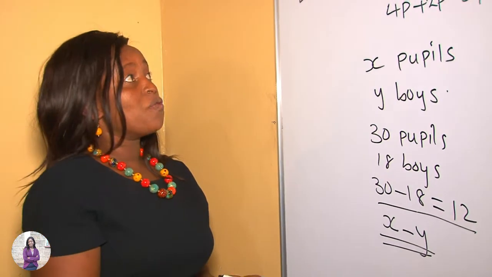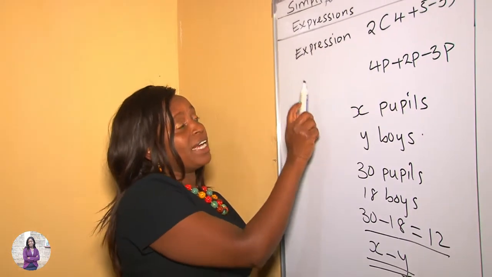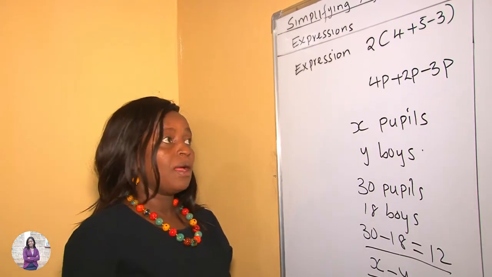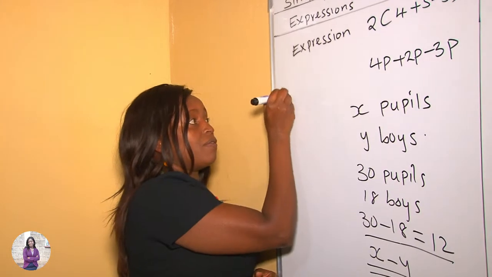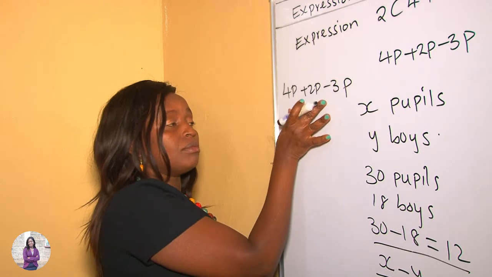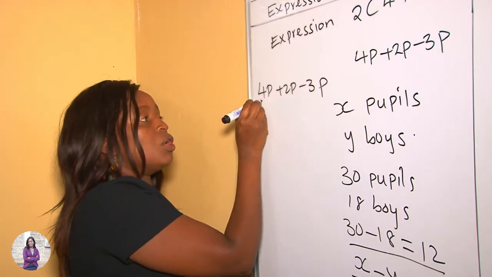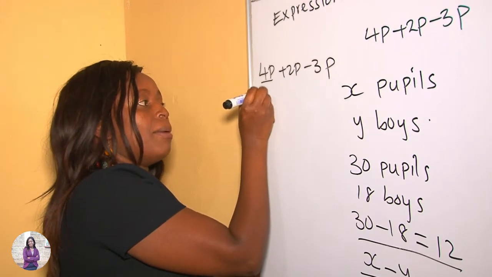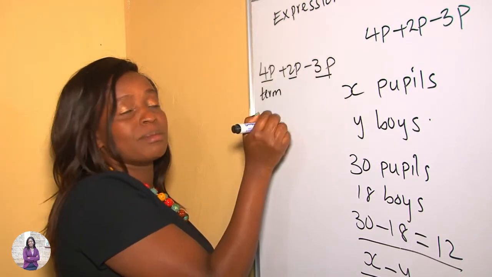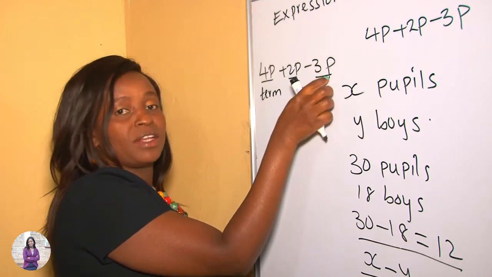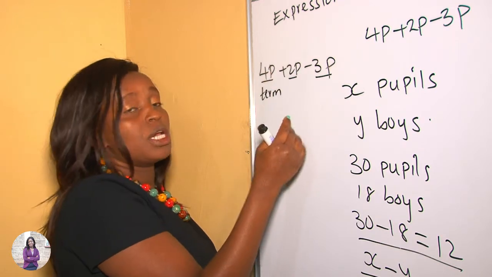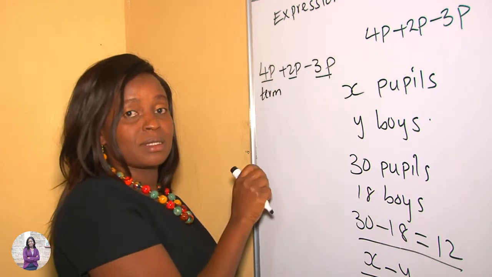So today we are going to focus on algebraic expressions, and I want us to learn a few terms. Like for instance, in this question, 4p plus 2p minus 3p. In algebra, we deal with what we call terms. 4p is a term. So how many terms are there? There are 3 terms: 4p, 2p, and 3p. So when simplifying algebraic expressions, you need to understand the terms.